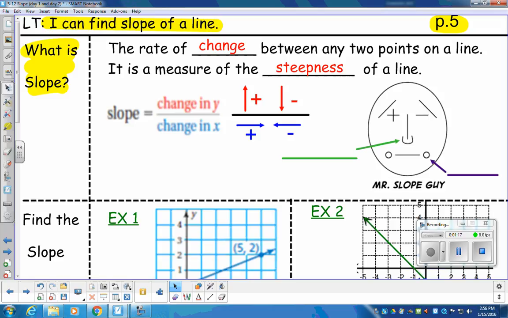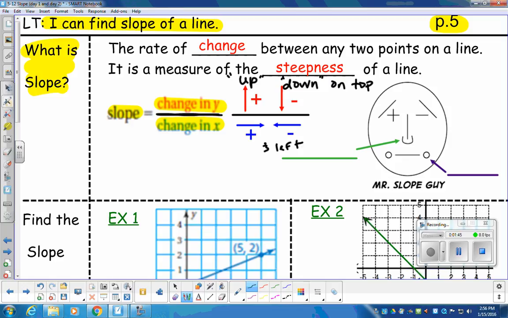So we're going to measure slope using this formula. The slope is measured by the change in the y divided by the change in the x. And I can see that this is a little bit hard to read, possibly. So there's our division sign. So we're really going to talk about this idea of up and down on top. Up is positive, down is negative. The way I say that is up and down on top. And I say left and right on bottom. So I will say those expressions over and over again. Up and down on top, left and right on bottom.